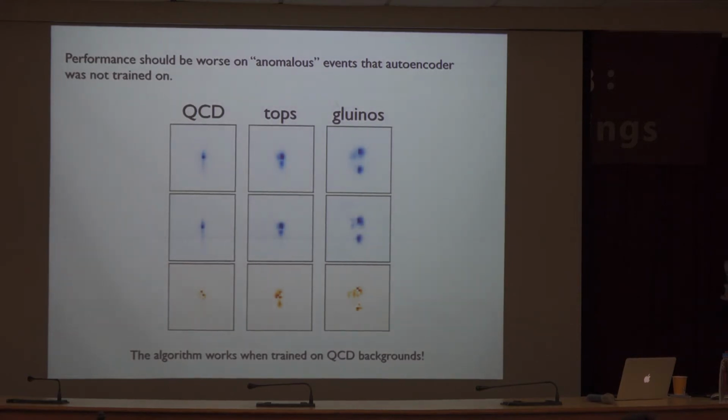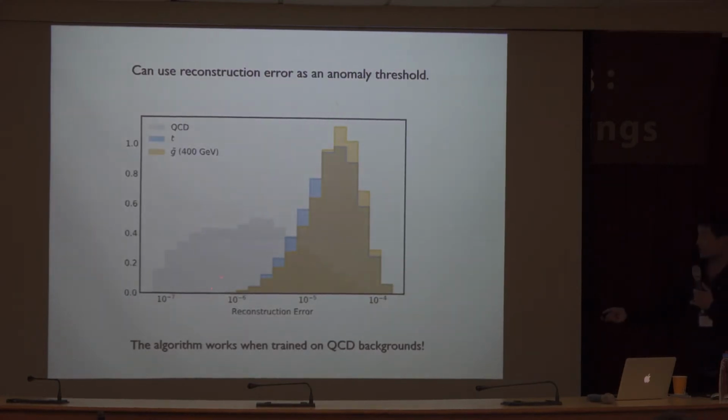So just by eye, you can see in these images that the autoencoder algorithm works when it's trained on just the QCD backgrounds. This is more quantitatively a histogram of the reconstruction error for QCD. This is a log scale here, going down to 10 to the minus 7. So QCD is this gray thing here, and the signals are peaked here. So you can see that, yeah, it's really working as advertised. The signals have a much worse reconstruction error compared to the QCD.